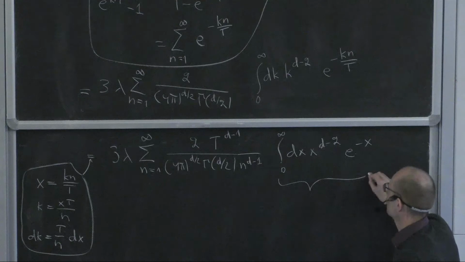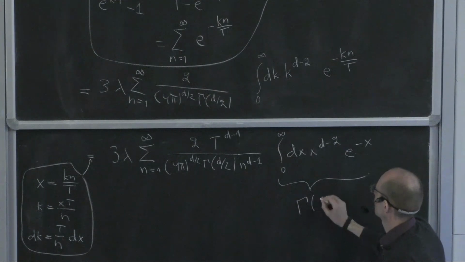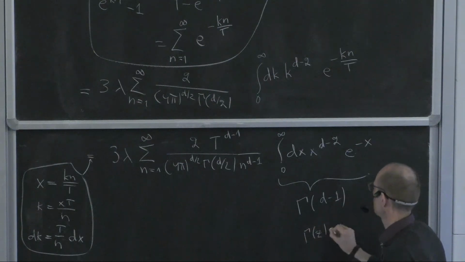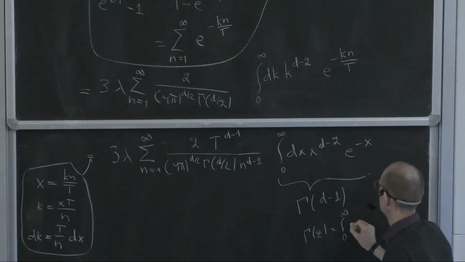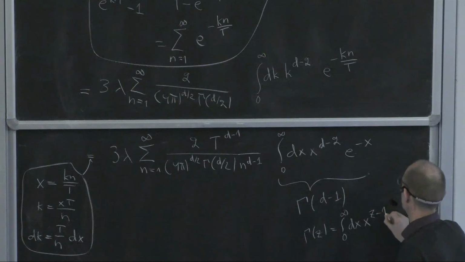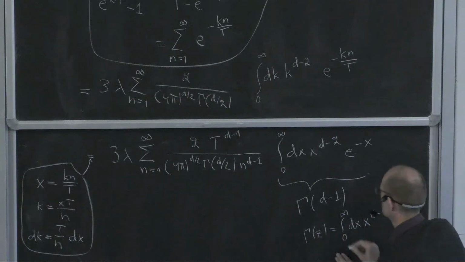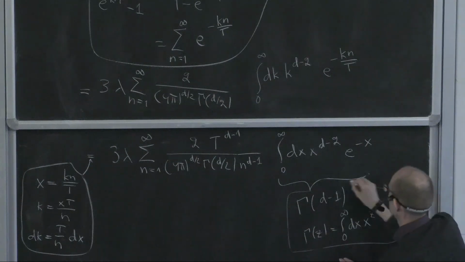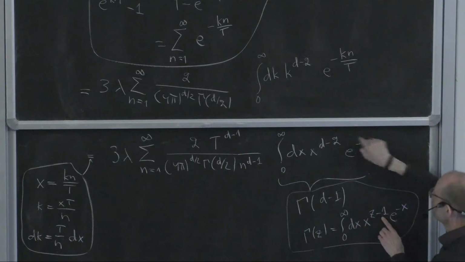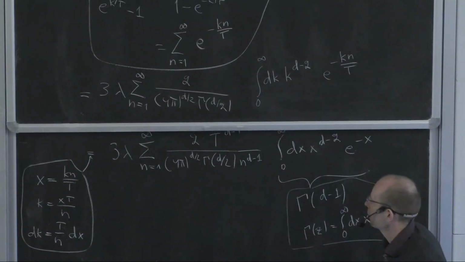And this is the gamma function of d minus 1. So gamma z is integral 0 to infinity dx x to z minus 1 e to minus x. So in the definition of the gamma function, there is this minus 1. I have to take out 1 minus 1, and then I have gamma d minus 1. Okay? Now I'm almost done.